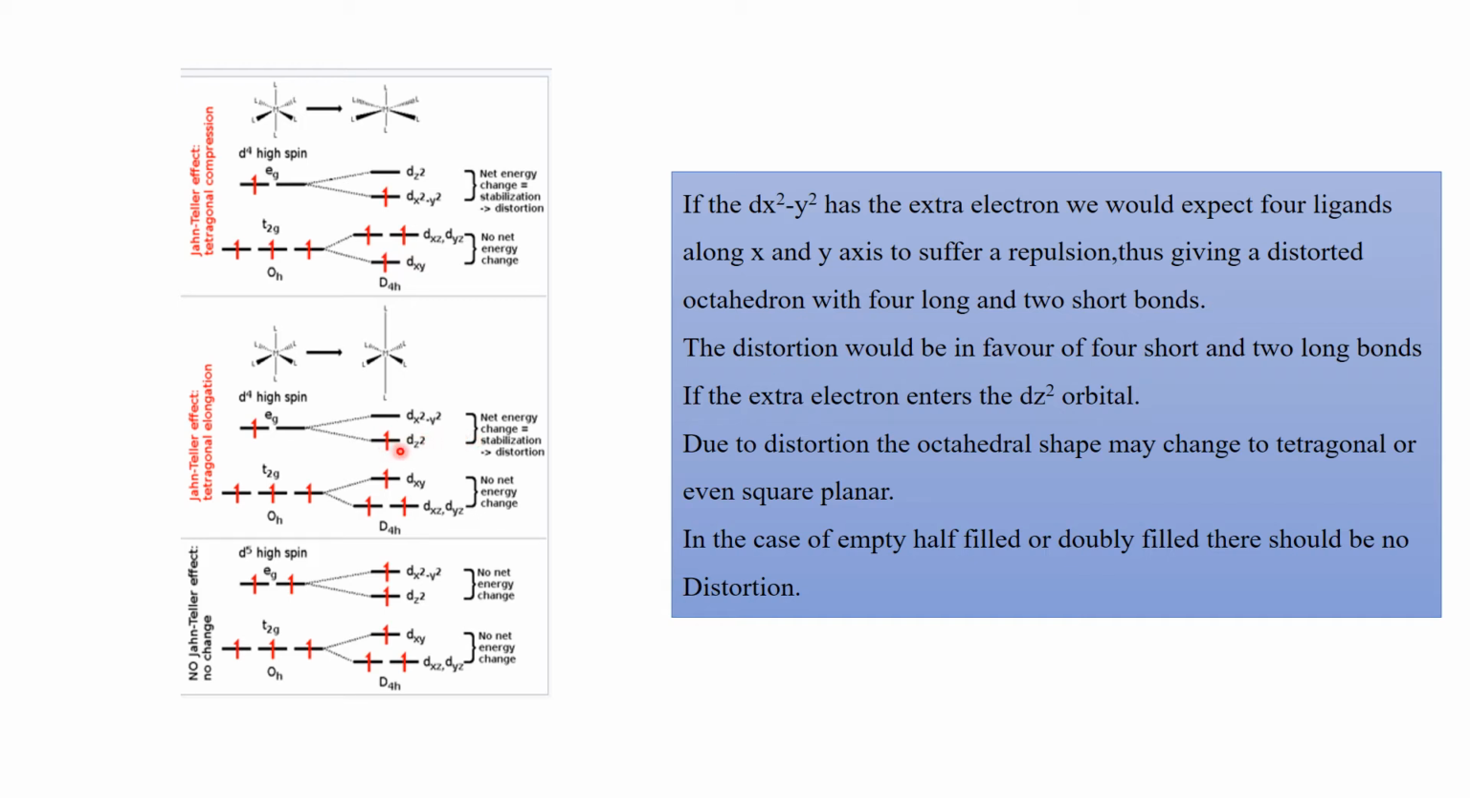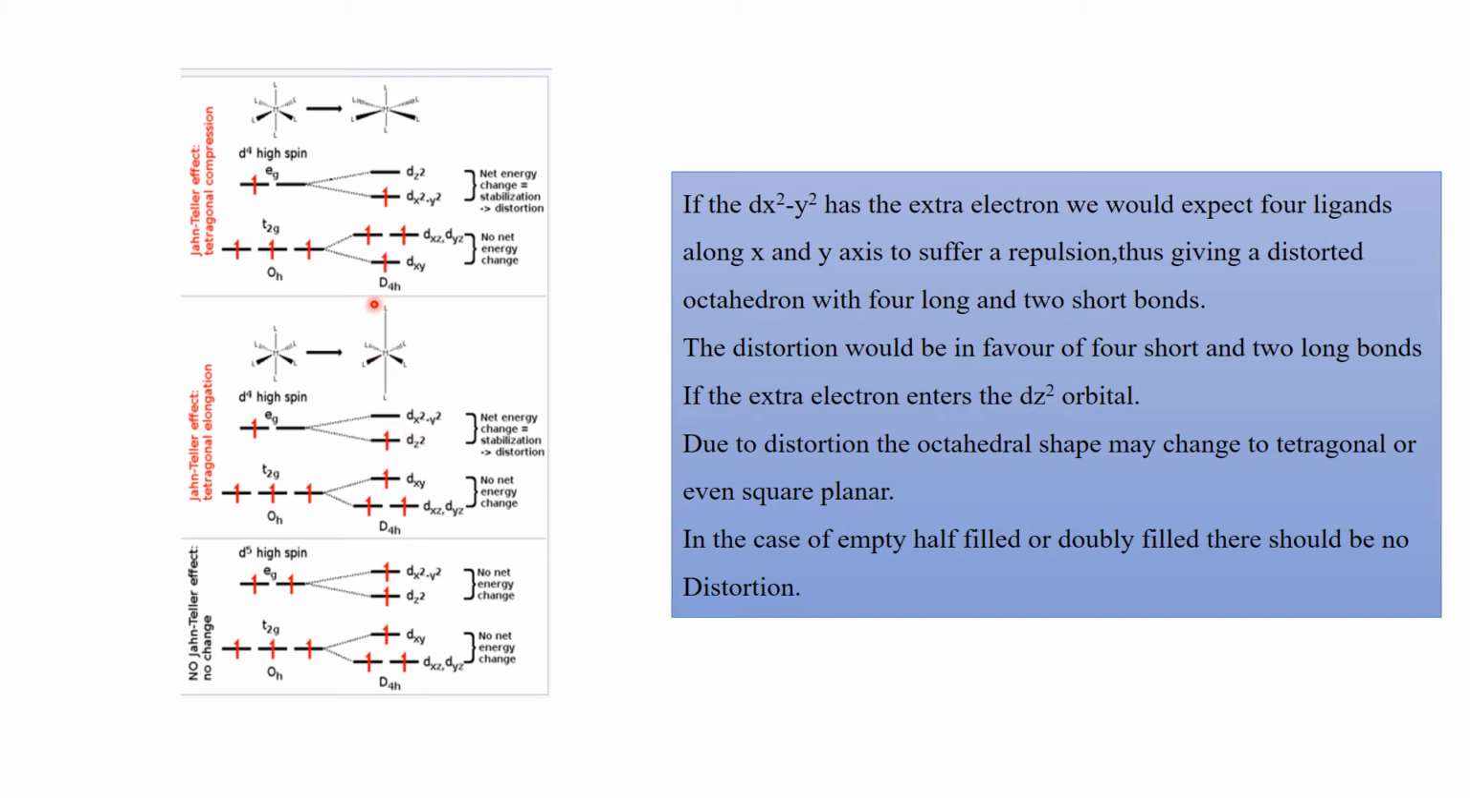In this case, the extra electron is in the dz2 orbital. The distortion would be in favor of 4 short and 2 long bonds if the extra electron enters the dz2 orbital.